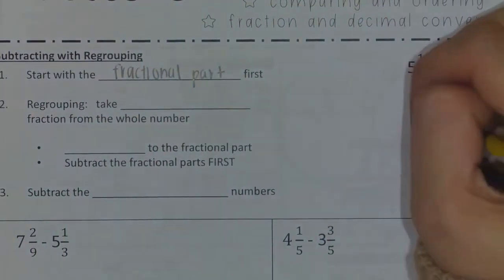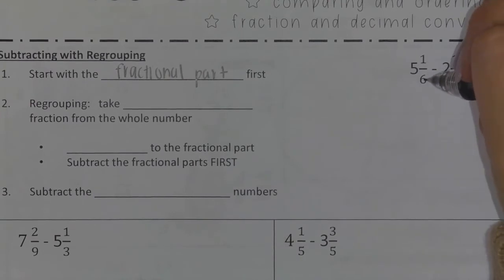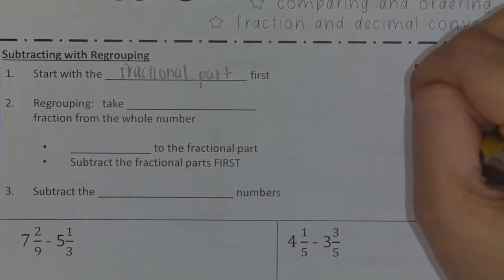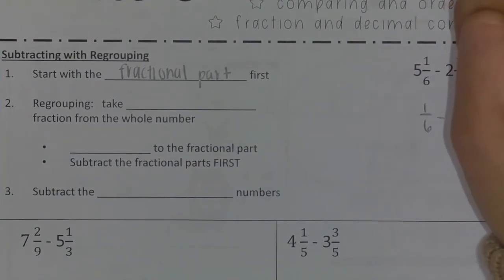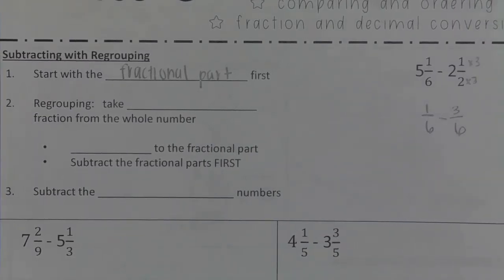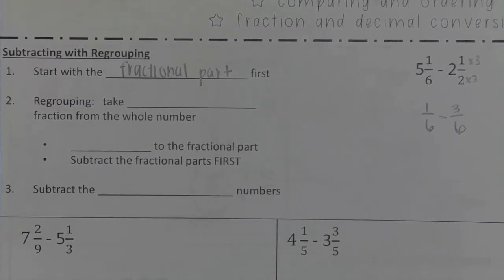So my fractional parts are 1/6 and 1/2. I still need to find their least common denominator. So the least common denominator for 6 and 2 is actually just going to be the number 6. So I get to leave the 1/6 alone, but that 1/2, I've got to multiply both numerator and denominator by 3 to get that equivalent fraction of 3/6. Now, if I was just going to subtract, I would go, okay, 1 minus 3, and I can't do 1 minus 3.